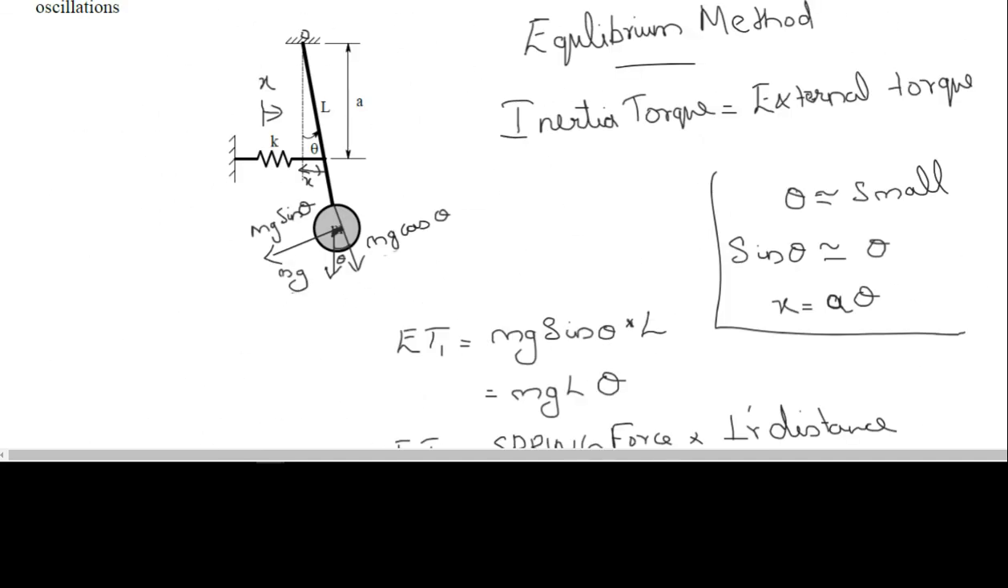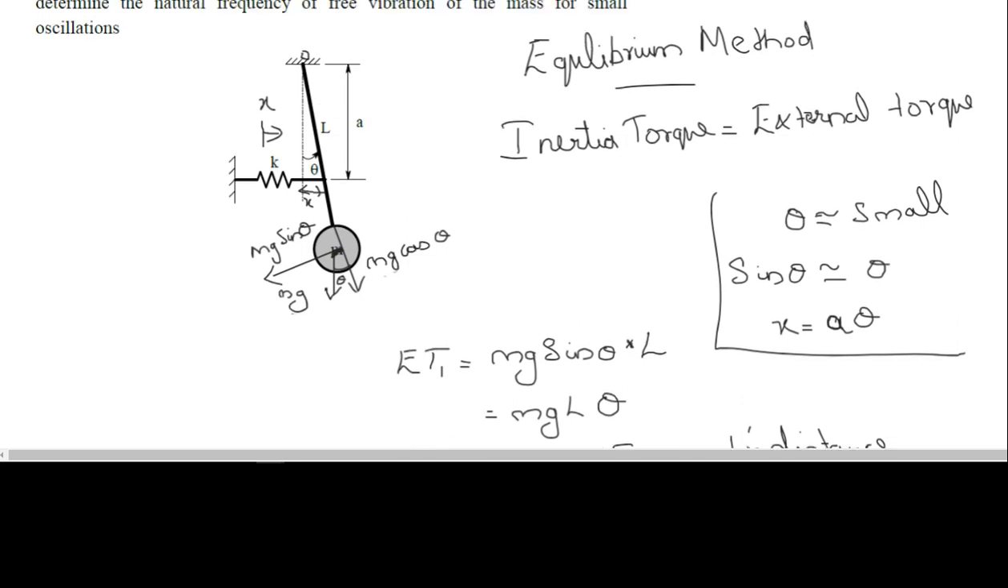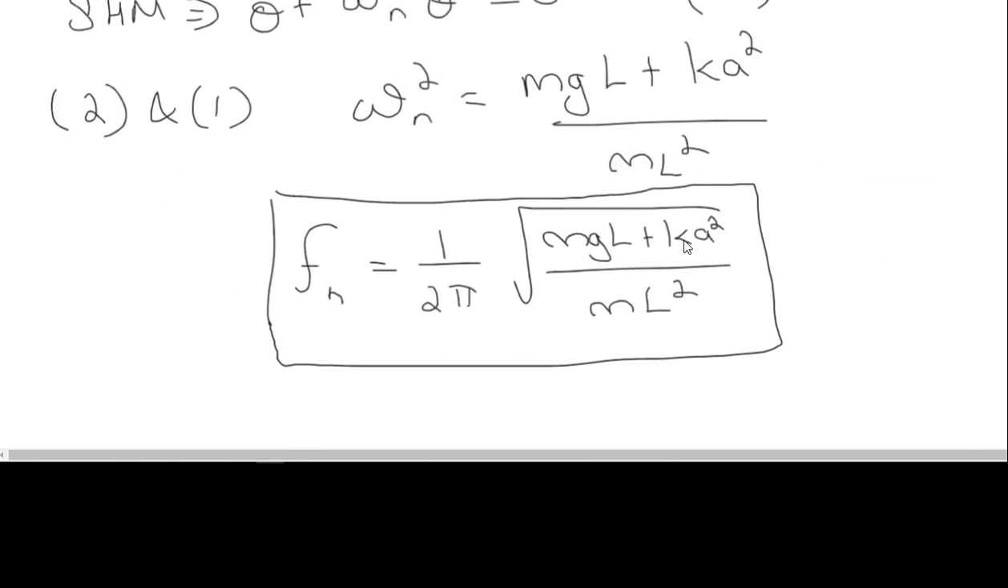So if you have been given values for L, A, the stiffness of the spring K, and also the mass, then you can substitute them in this equation. Theta is not required. You can substitute along with the acceleration due to gravity, that is g equal to 9.81, and you can determine the natural frequency in hertz.